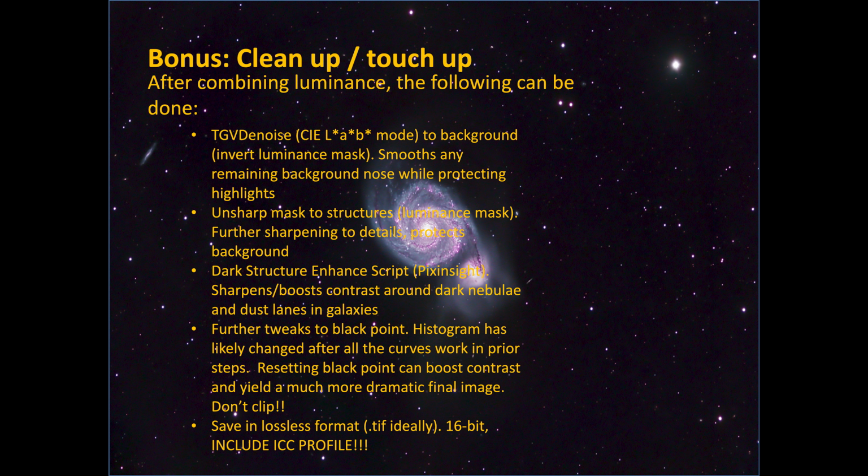And then the last little cleanup things I'll do, I'll tweak the black point a bit. Adding contrast without clipping the black point makes for a more dramatic image. And I just said there at the bottom, don't clip the blacks: drag it right up to the beginning of your data, but don't cut into your data. And then finally, just save it in some sort of lossless format, like a TIFF. You want to drop it down to 16-bit and make sure you check off the ICC profile, or it's going to look strange if you don't.